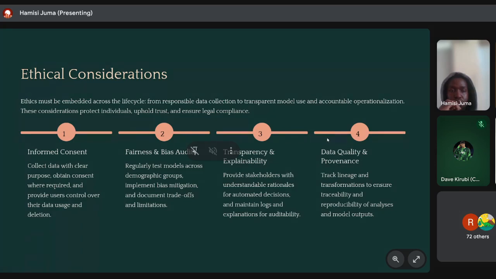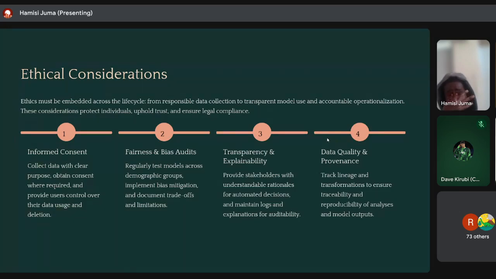We have informed consent, where data is collected with a clear purpose and it's obtained with consent where required, and provide users control over their data usage and deletion. Fairness and bias audits regularly test models across demographic groups, implement bias mitigation, and document trade-offs and limitations to ensure there's no bias in your models.